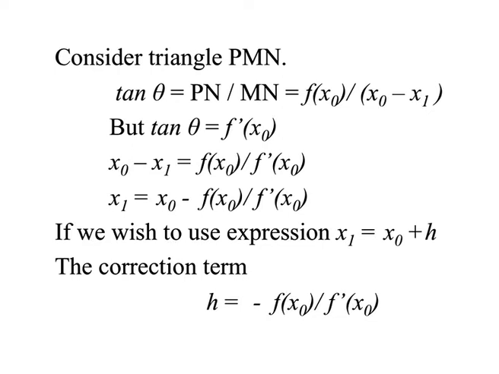So, we can write tangent theta is equal to f dash x0, the slope of the curve, and using these two values of tangent theta, one being f(x0) upon x0 minus x1 and the other being f dash x0, we can obtain the value of h, and that is f(x0) upon f dash x0, exactly the same as we have done from the analytical expression.